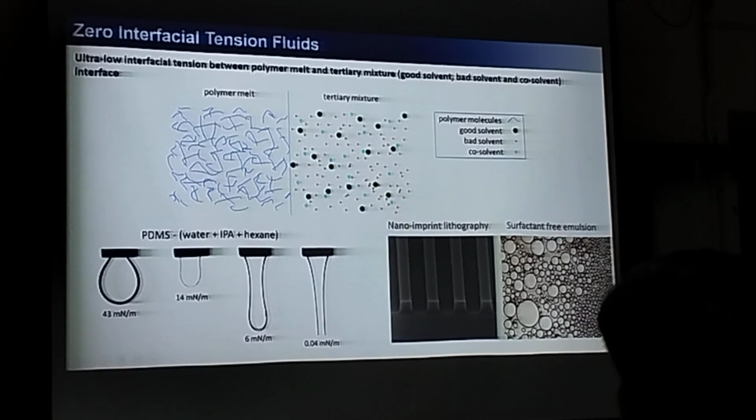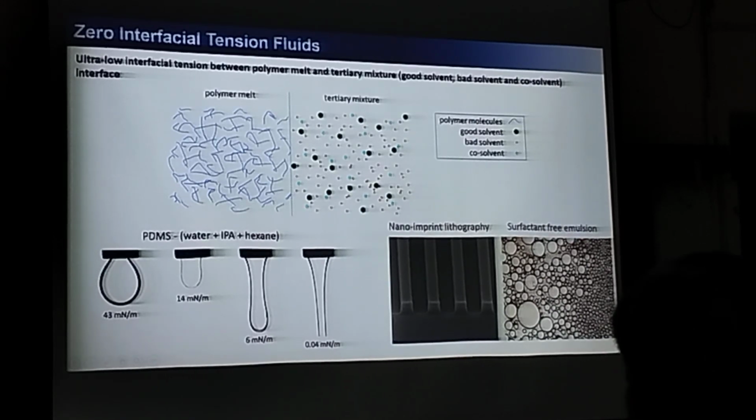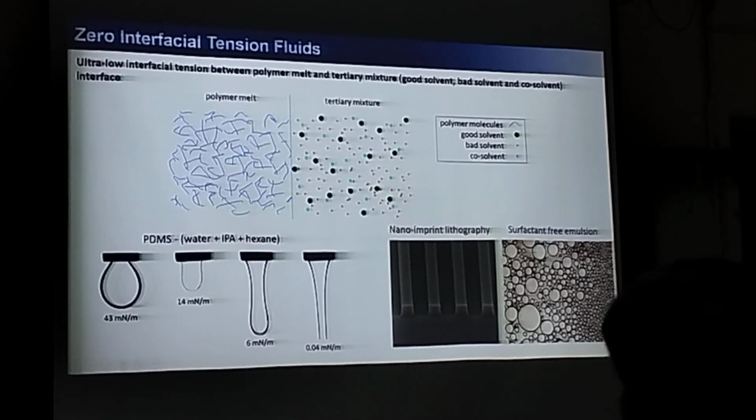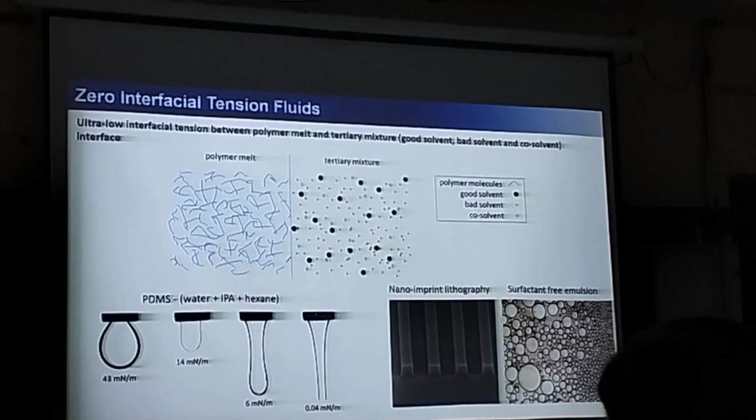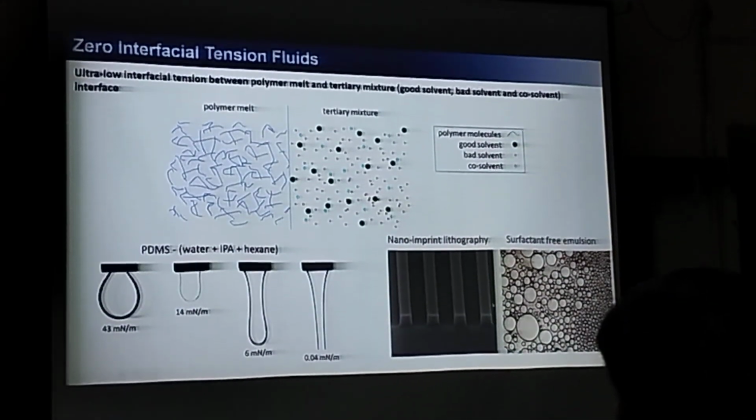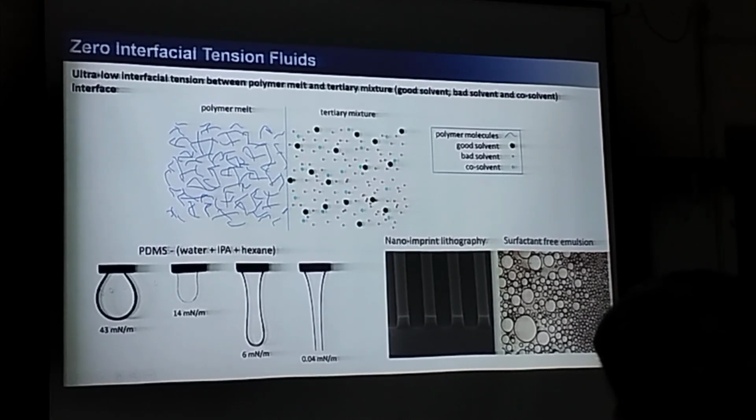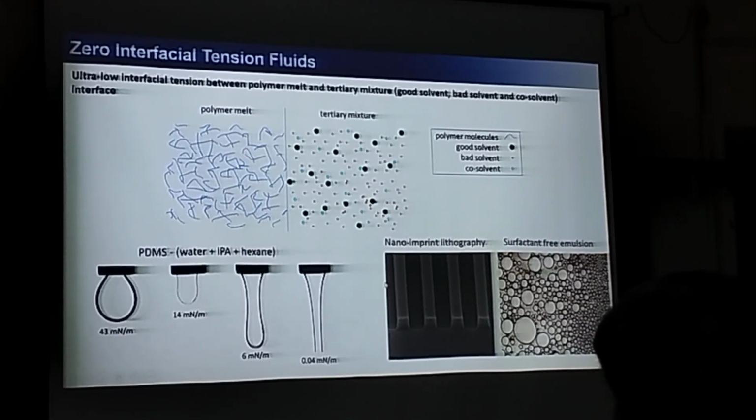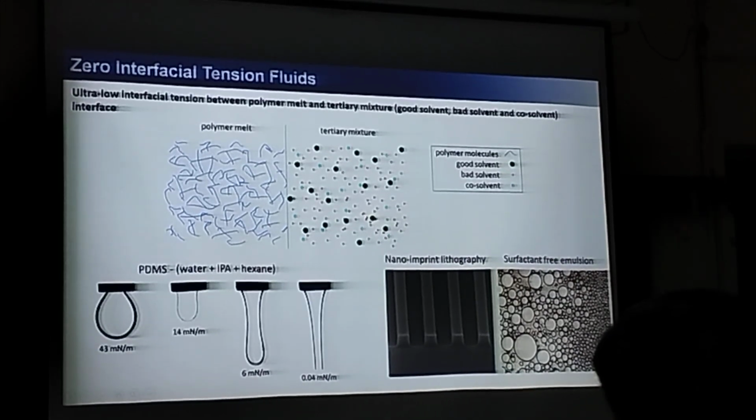But assume the liquid A and the liquid B have zero interfacial tension. That means the drops of the liquid A will not coalesce with each other. So you can actually have a surfactant-free emulsion, which will be a blessing. So these are the two applications we have proposed for these zero interfacial tension liquids. This is work we have just started. We have got proof-of-concept results and decent funding to pursue this work, and it looks very positive.